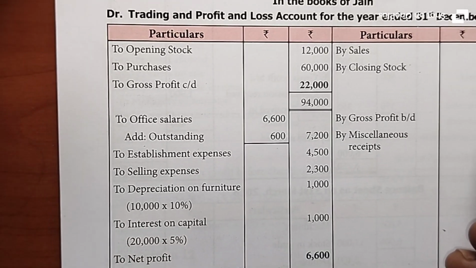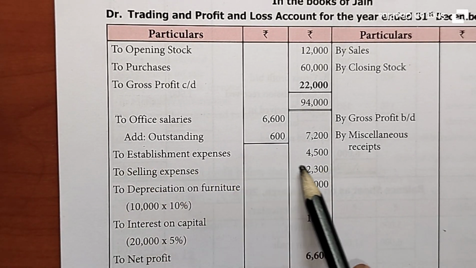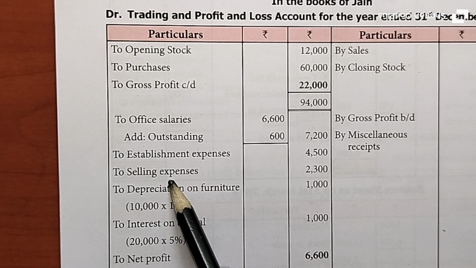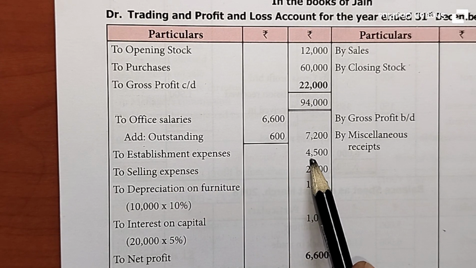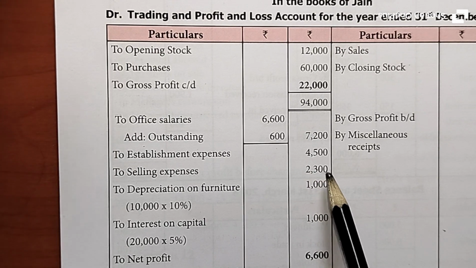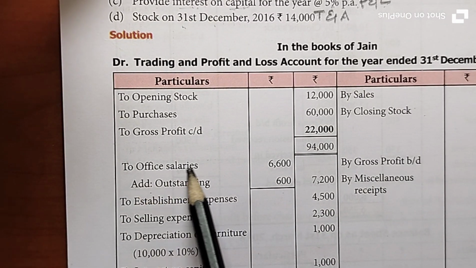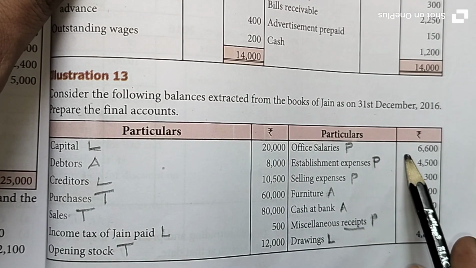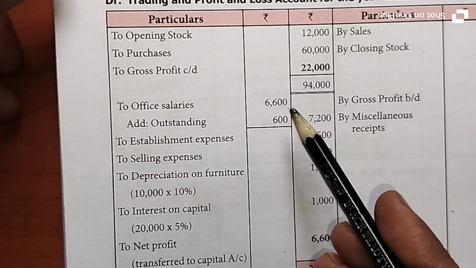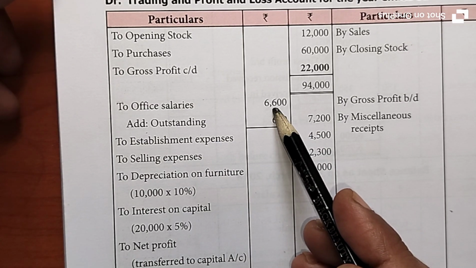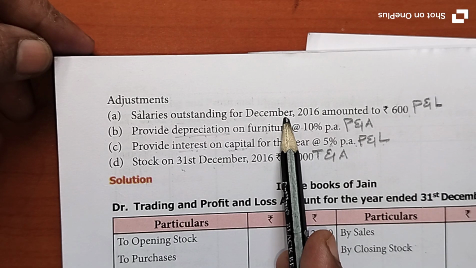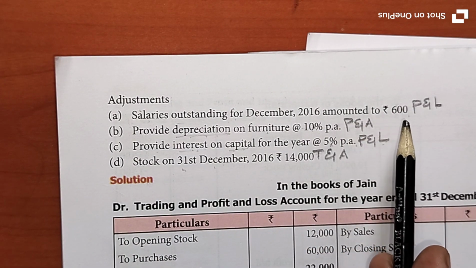And as usual, establishment expenses and selling expenses are both indirect expenses, so we enter them on the debit side of the profit and loss account. And they have given office salary 6,600 rupees. So office expenses 6,600 rupees is on the debit side of the profit and loss account. We enter it in the inner amount column because we have an adjustment here. Salaries outstanding for December 2016 amount to 600 rupees.